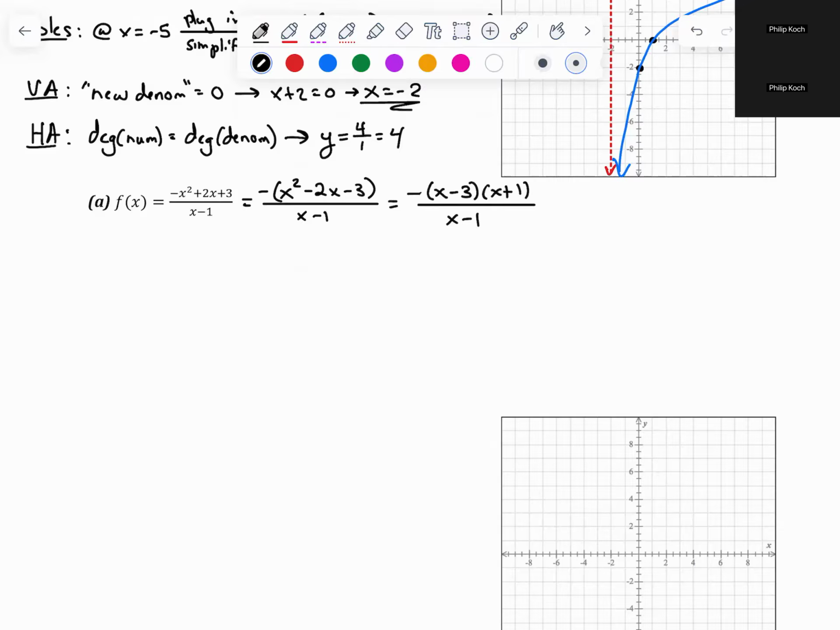And notice that nothing cancels. The x plus 1 and the x minus 1, they're different factors. They don't cancel. And we can't cancel the 1s, we can't cancel the x's there because they're terms. You can't cancel the x's because this is a term inside this factor and this is a term down here. You can't cancel those. So we leave it as is. Nothing cancels, so there's no holes.